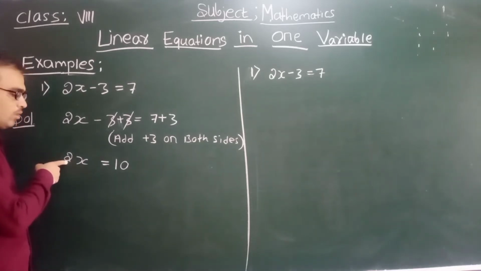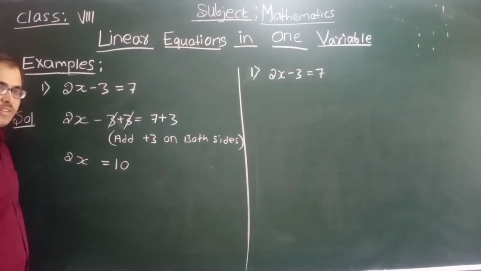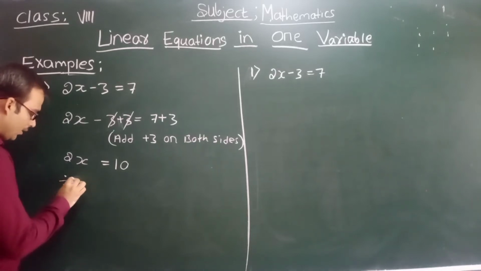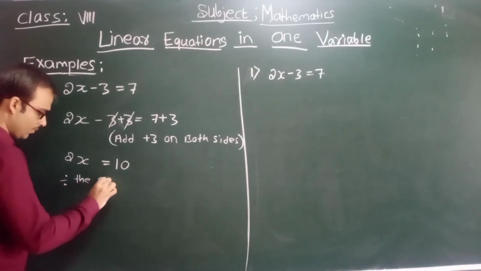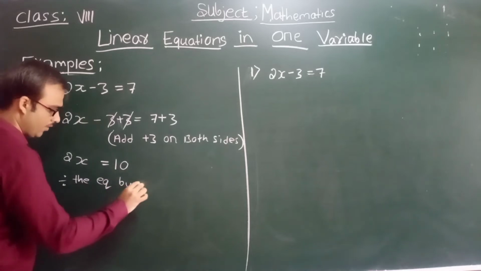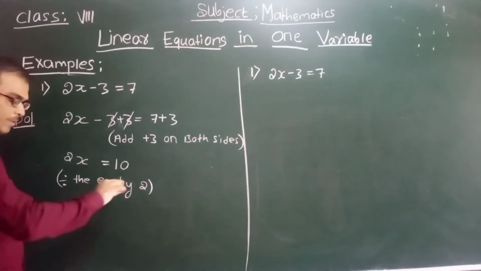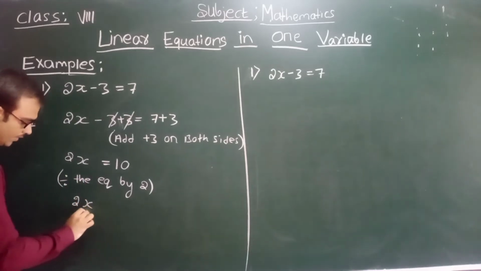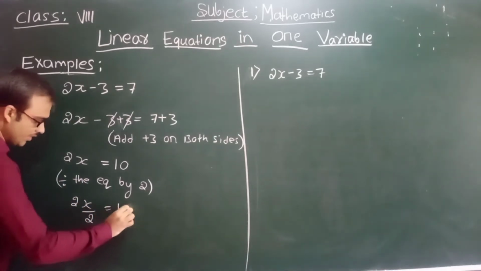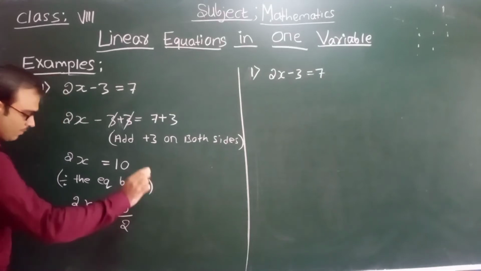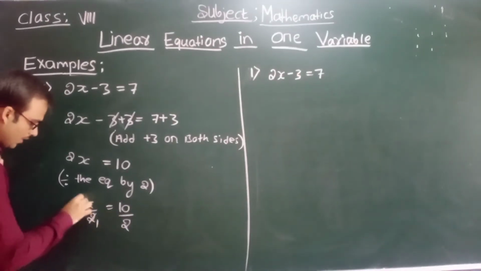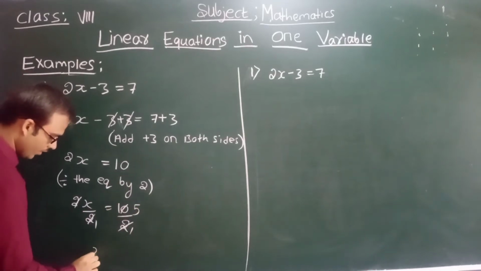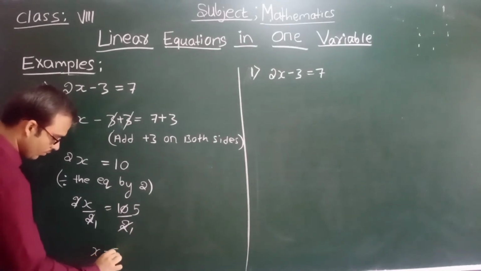Now 2 is there, no? So we need to divide the equation by 2. I am writing in shortcut form. When we divide the equation by 2, 2 ones are 2, 2 fives are 10. So x equals 5.